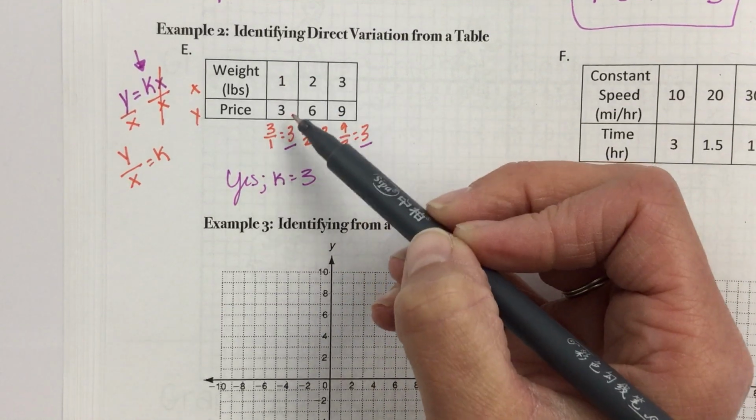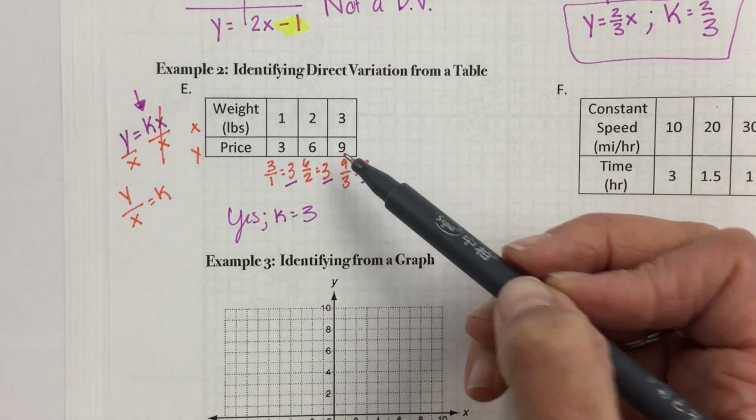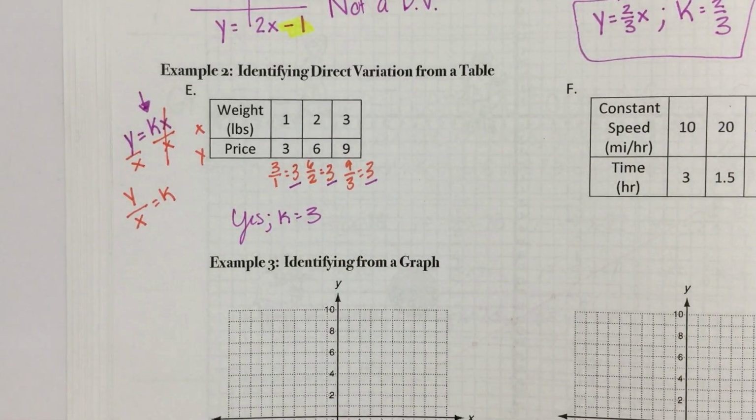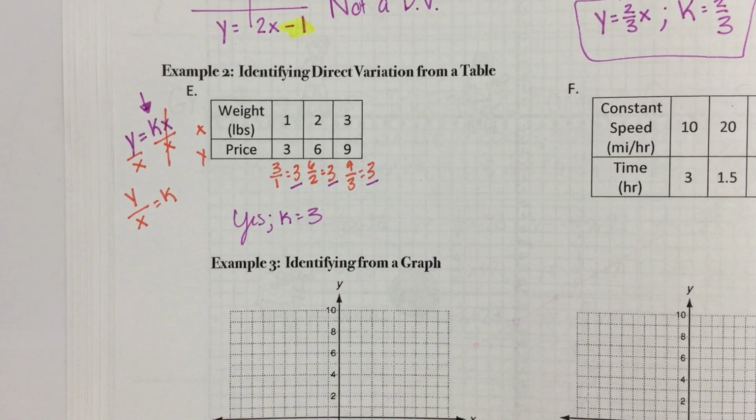So in this situation, there was a direct relationship between the pounds and the price. 1 pound was $3, 2 pounds was $6, 3 pounds were $9. So this is a direct variation equation because they're directly related. There's no other factors involved. Okay, so let's do the next one.